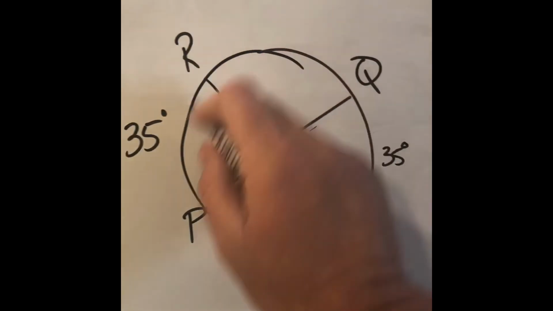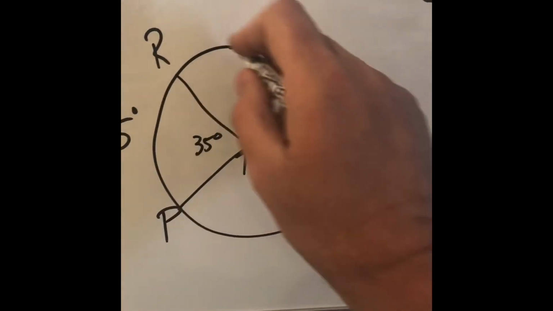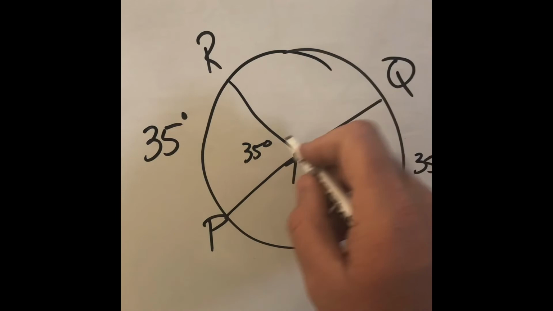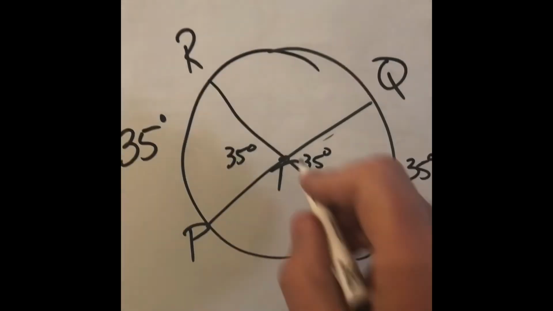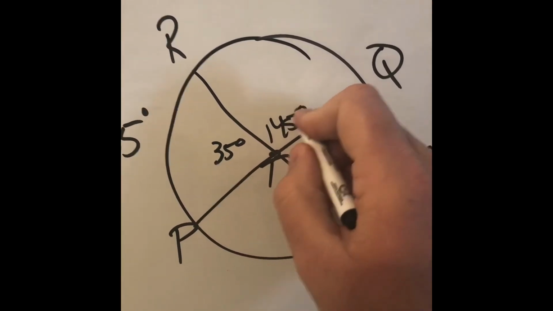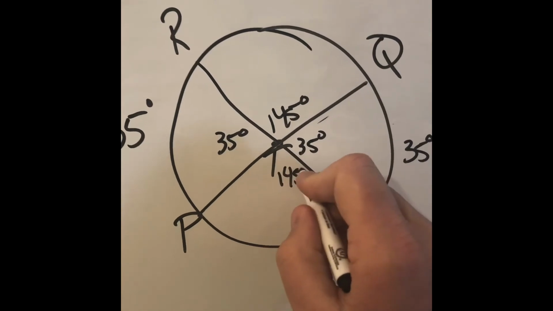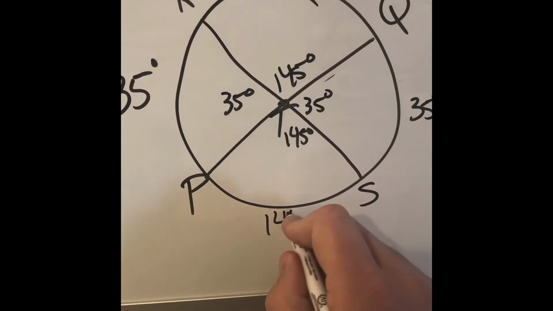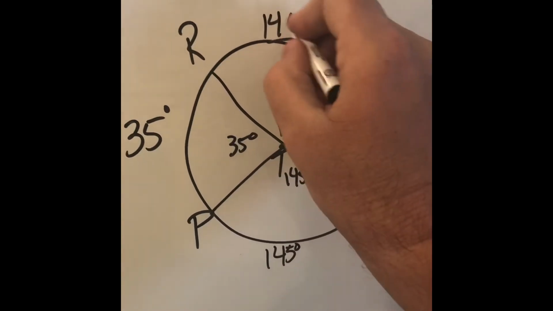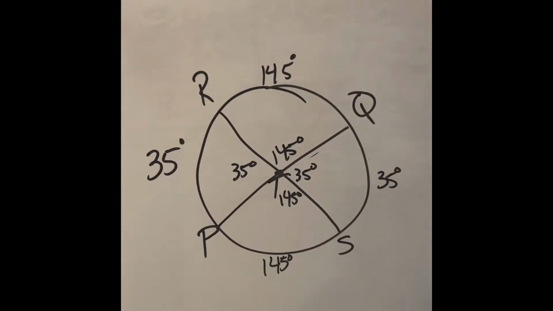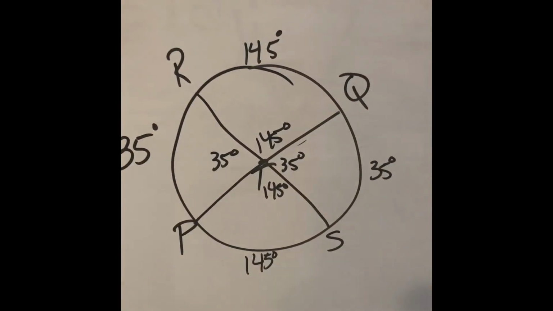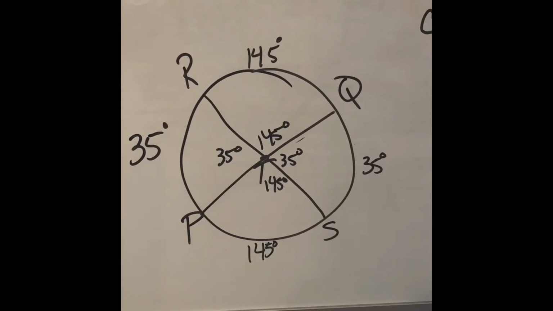Has to be 180 degrees because it's a semicircle from P through R through to Q. These two angles together have to add up to be 180 degrees. So this angle is 145. This angle is 145. And then that tells me that these two arcs here are both 145 degrees. Okay? That fills in that circle. That should help you with those next group of problems from 25 on.